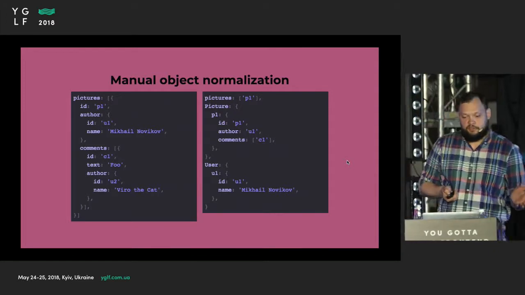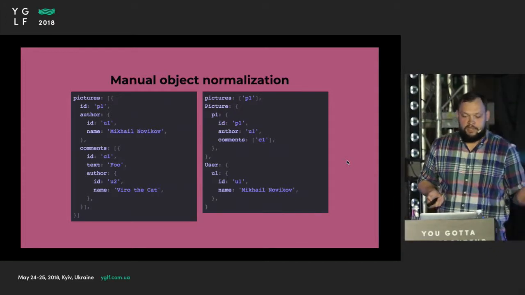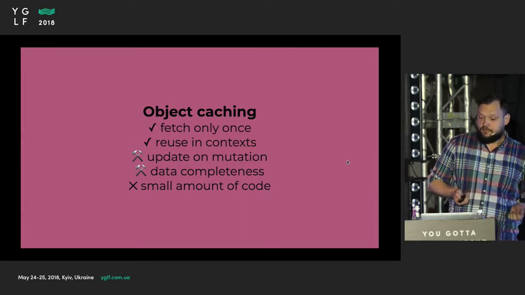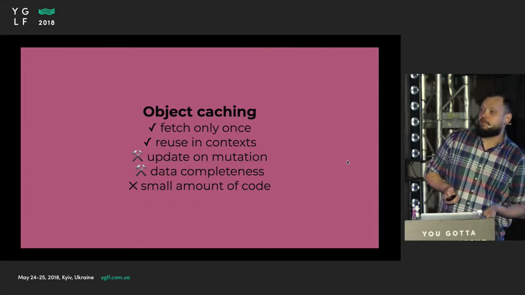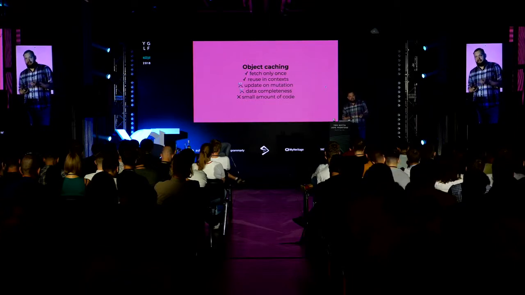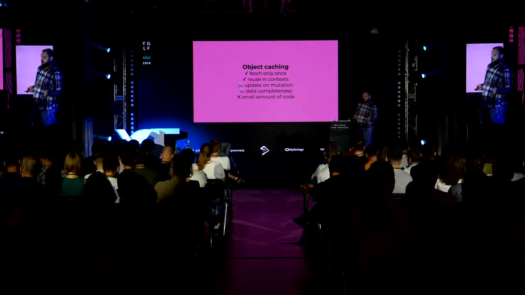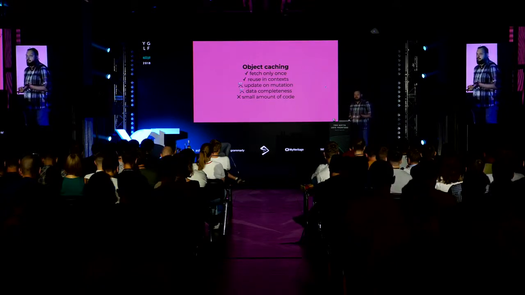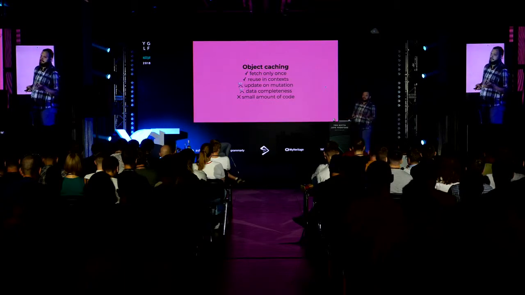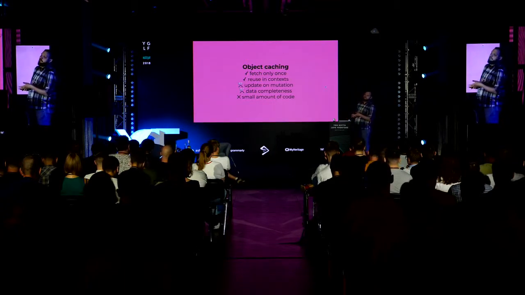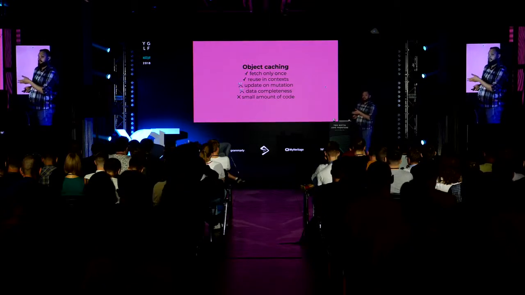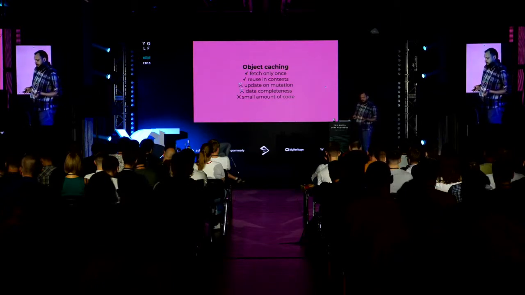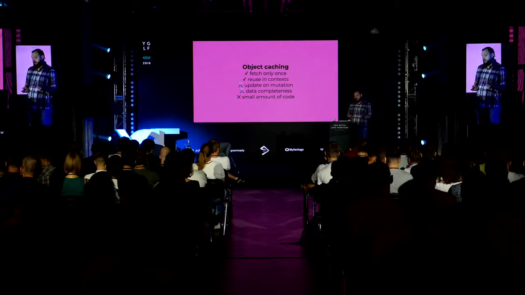Because there's no way for the cache to know that author is actually a user object, or that comments returns a list of comments. So yeah, with object caching, you can fetch only once, because all the views that depend on some objects by ID will not get refetched if they're already there. And you can reuse in context because you're no longer bound to the services that are inside your API. For example, the list view can request a picture by ID, and the picture list request has already populated the cache with pictures by ID.